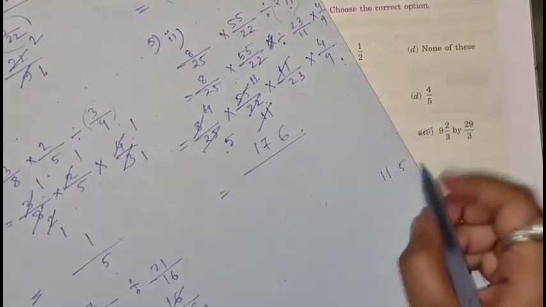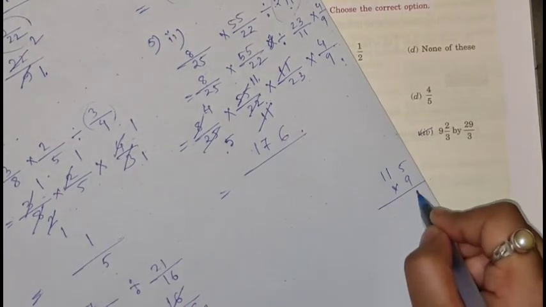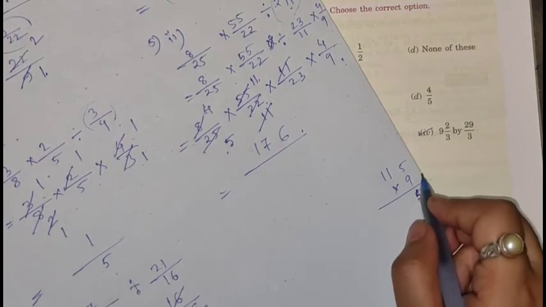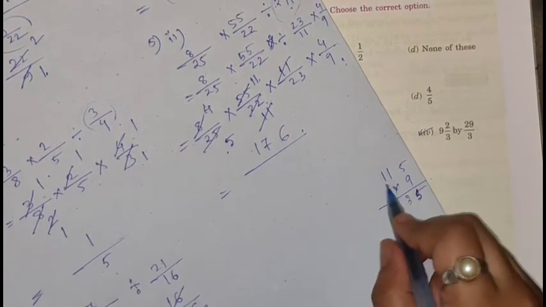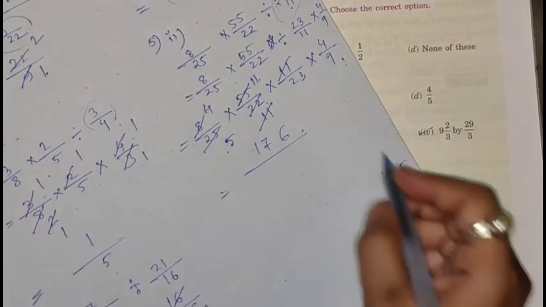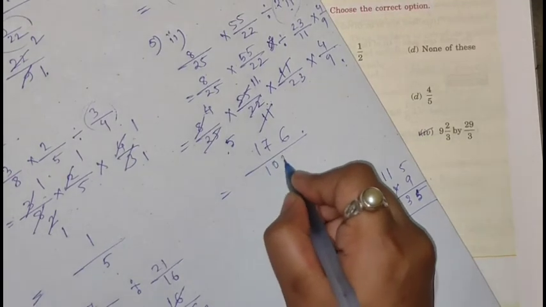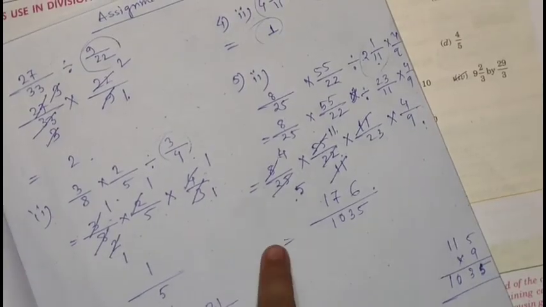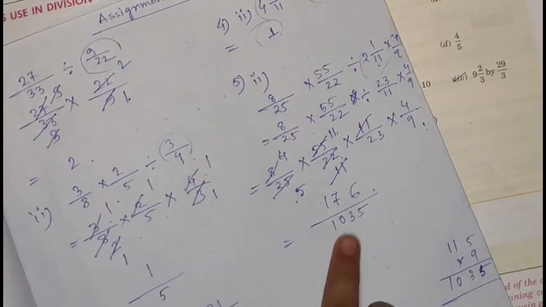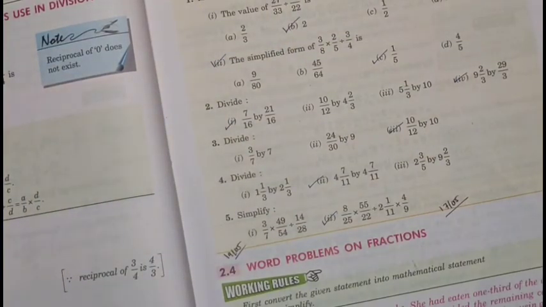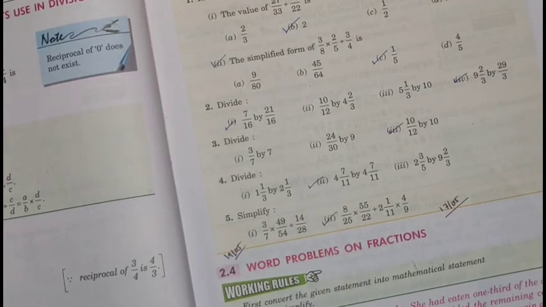5 3s are 15, then multiplied by 9, 5 9s are 45, 9 1s are 9, so 1035. This will be the answer. So in question number 5 2, 176 divided by 1035, this will be the answer of question number 5 2.